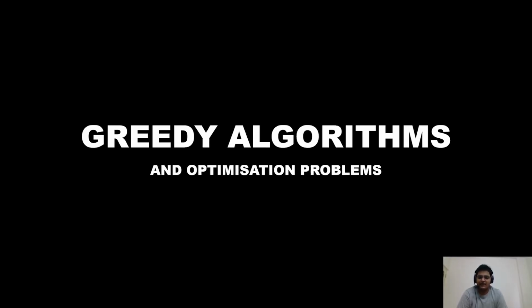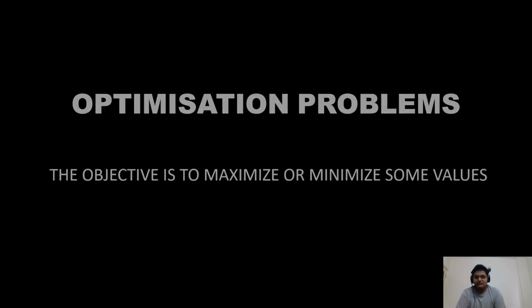today we are going to be studying about greedy algorithms and optimization problems. To understand greedy algorithms, we must first understand the problem to which they provide a solution to. These problems are known as optimization problems. In an optimization problem, the main objective is to either maximize or minimize certain values.